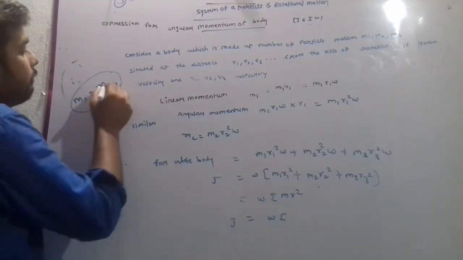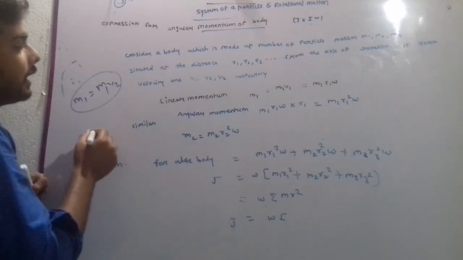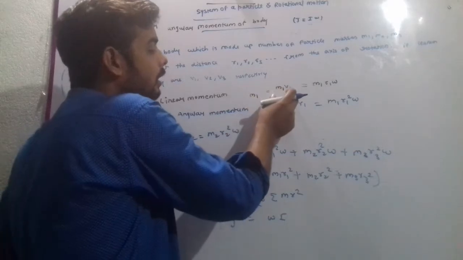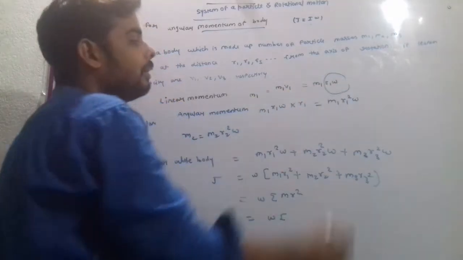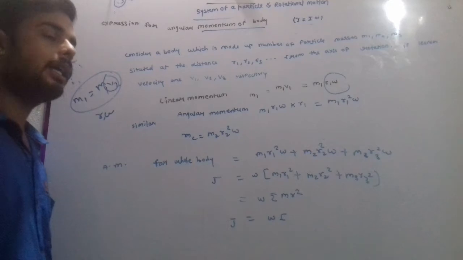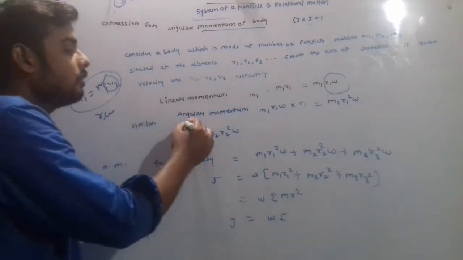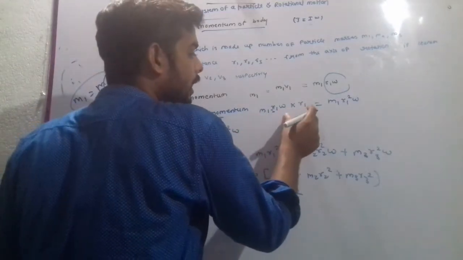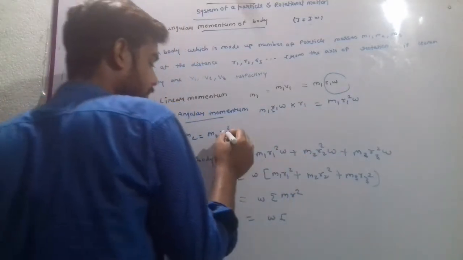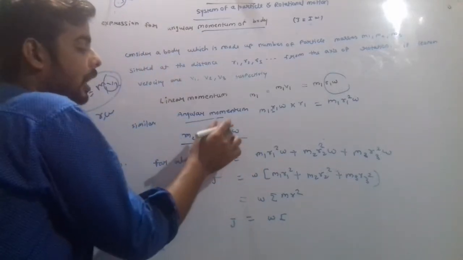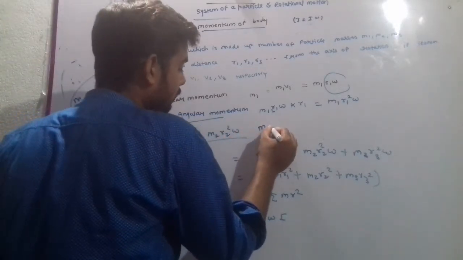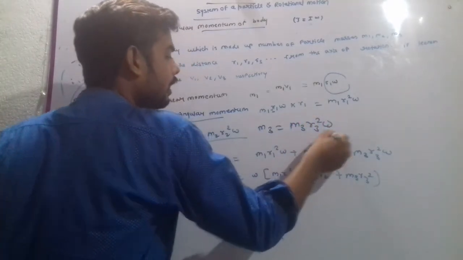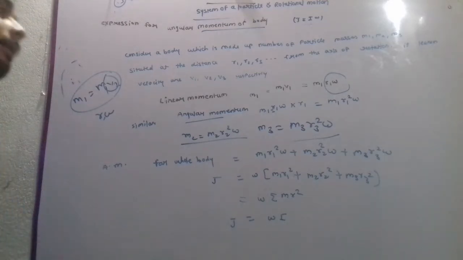So here we can put m1 and v1, and in place of v we put r omega, we know that. So p1 equals m1 v1, here we put r1 omega, which is angular velocity. So angular momentum will similarly be J1 equal to m1 r1 square omega. Here J2 will be m2 r2 square omega, and J3 will be m3 r3 square omega, and it goes on to the nth particle.